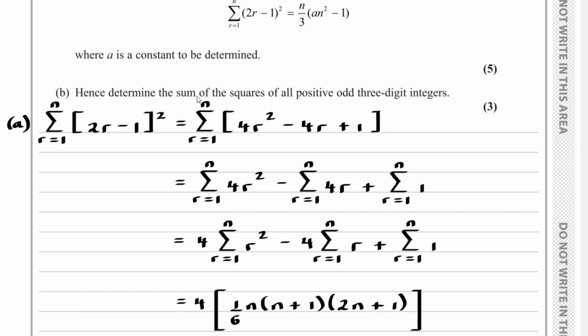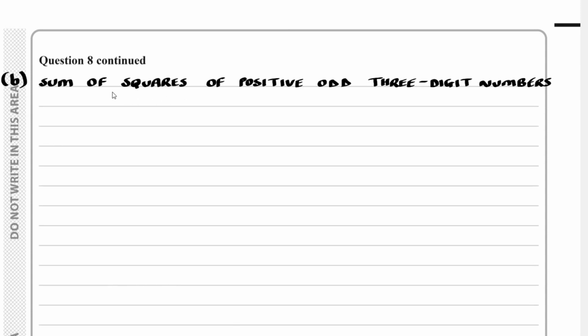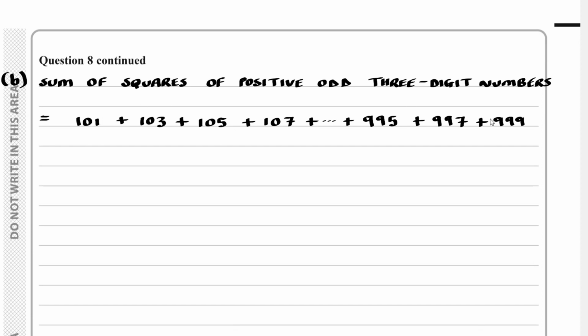Part B, hence determine the sum of the squares of all positive odd 3-digit integers. When we talk about the sum of squares of positive odd 3-digit integers, the first positive odd 3-digit integer is 101. Then we add on 103, the next positive odd 3-digit number. Then I add on 105, 107, and I continue this up until the final positive odd 3-digit number, which is 999. Each of these numbers needs to be squared before adding.